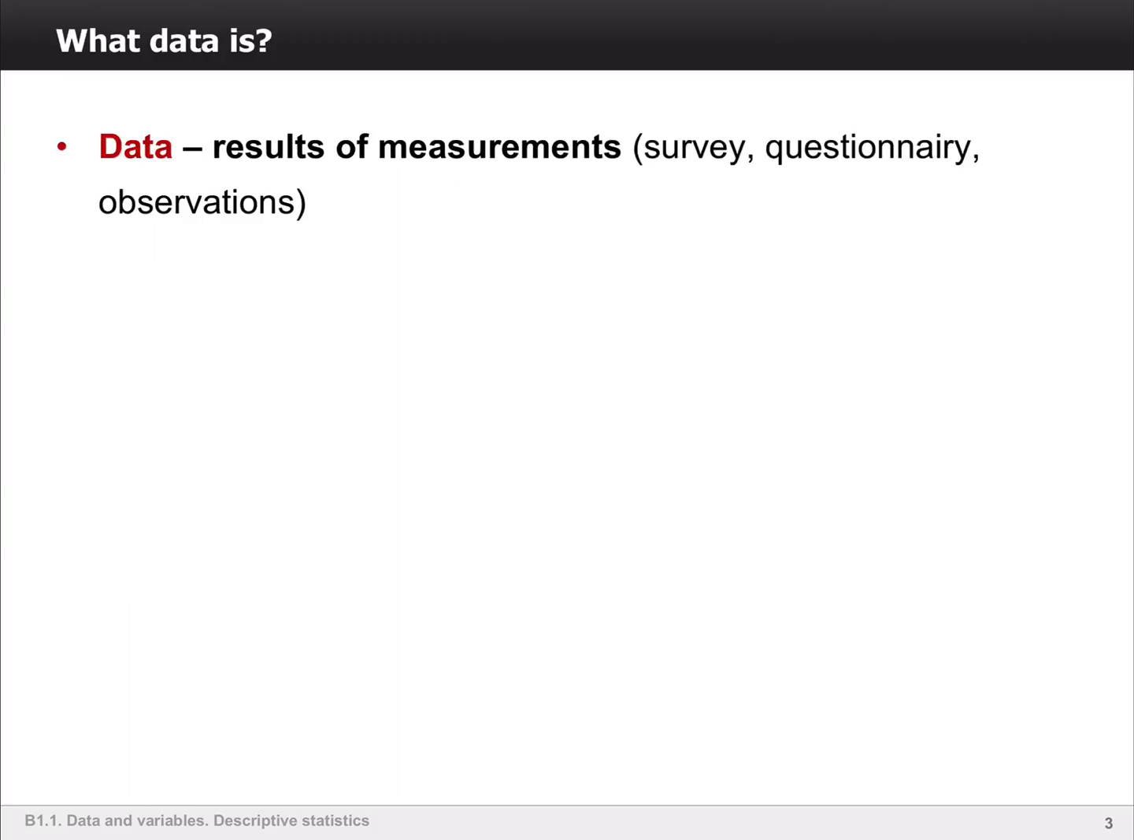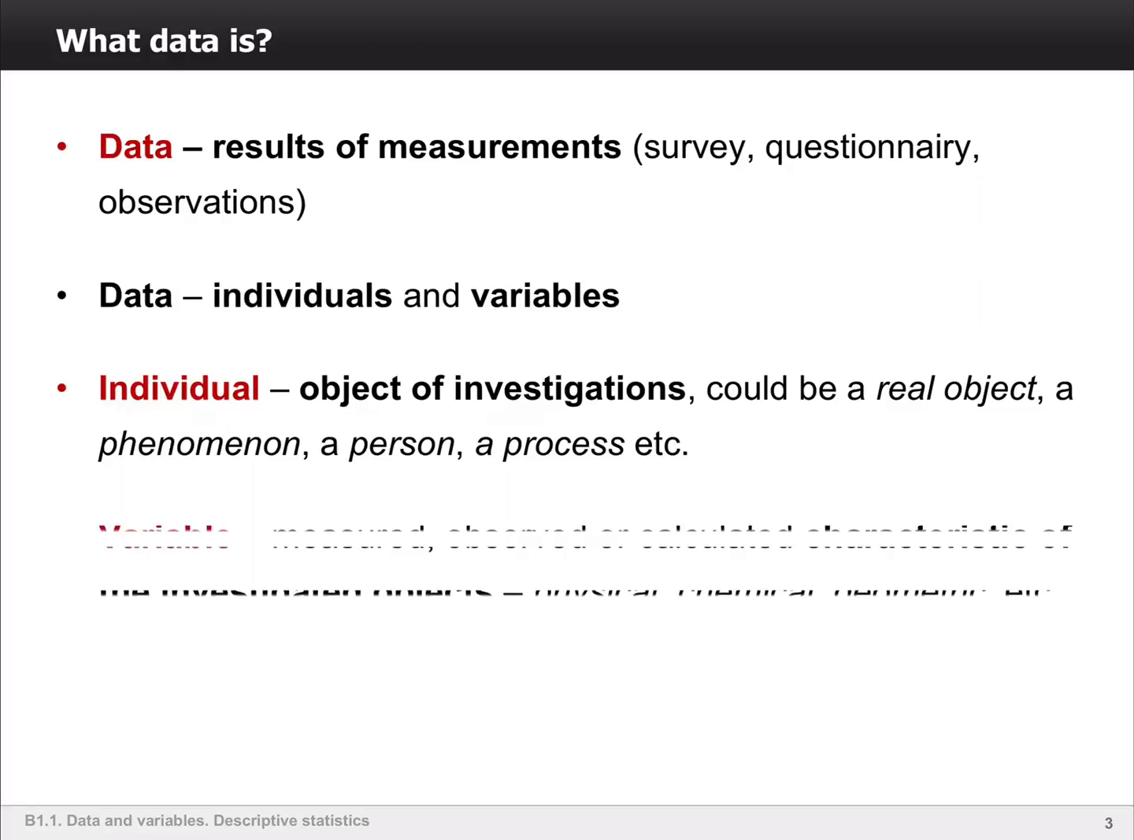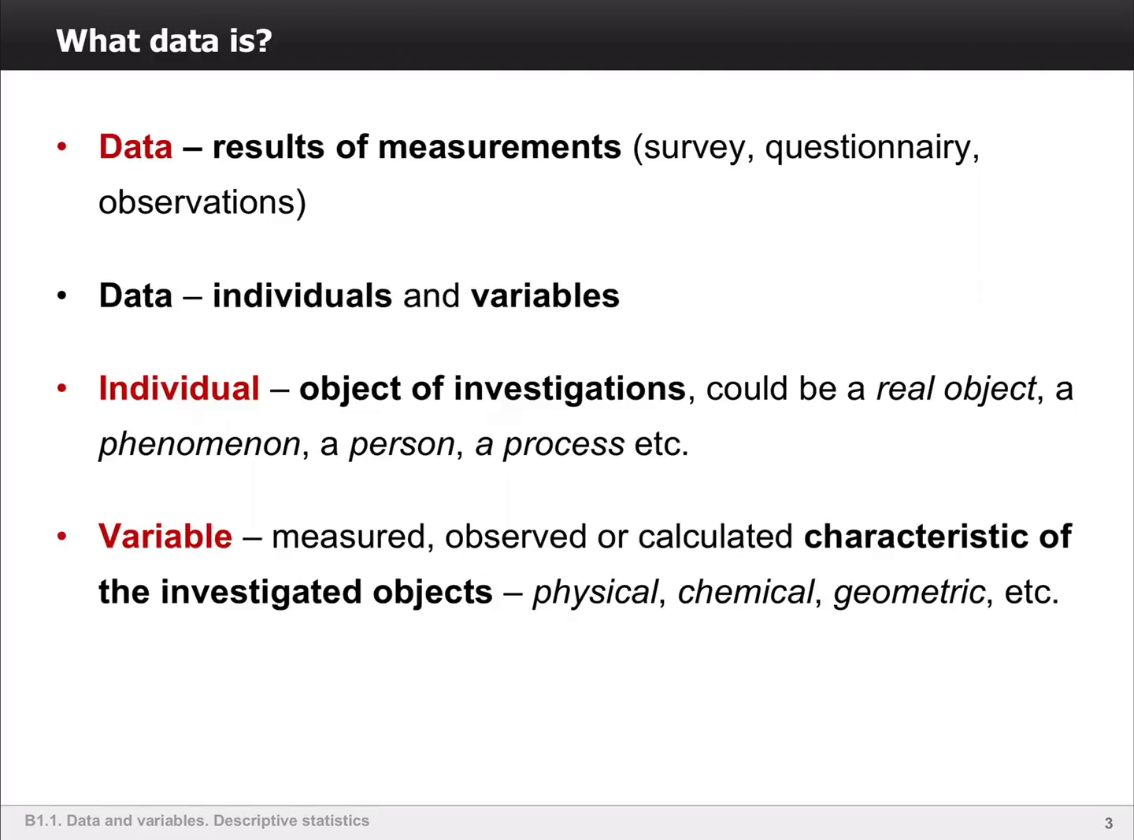Well, first of all, what is data? Data usually is a result of your measurements or observations. So, for example, you have some individuals and you have some characteristics or variables you want to measure. Individual means some real objects or phenomena. It can be a person, it can be an animal, it can be anything actually. And then the variable is some property or characteristic, or several characteristics, you are interested in and you want to measure or observe.